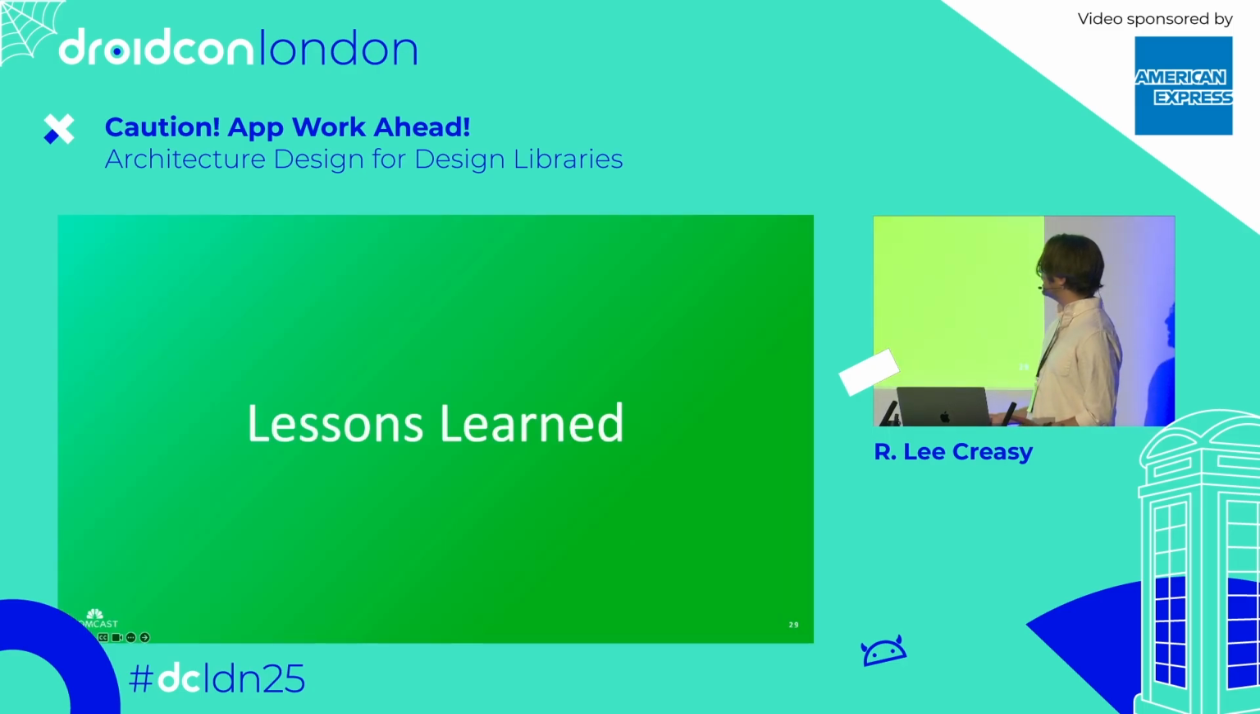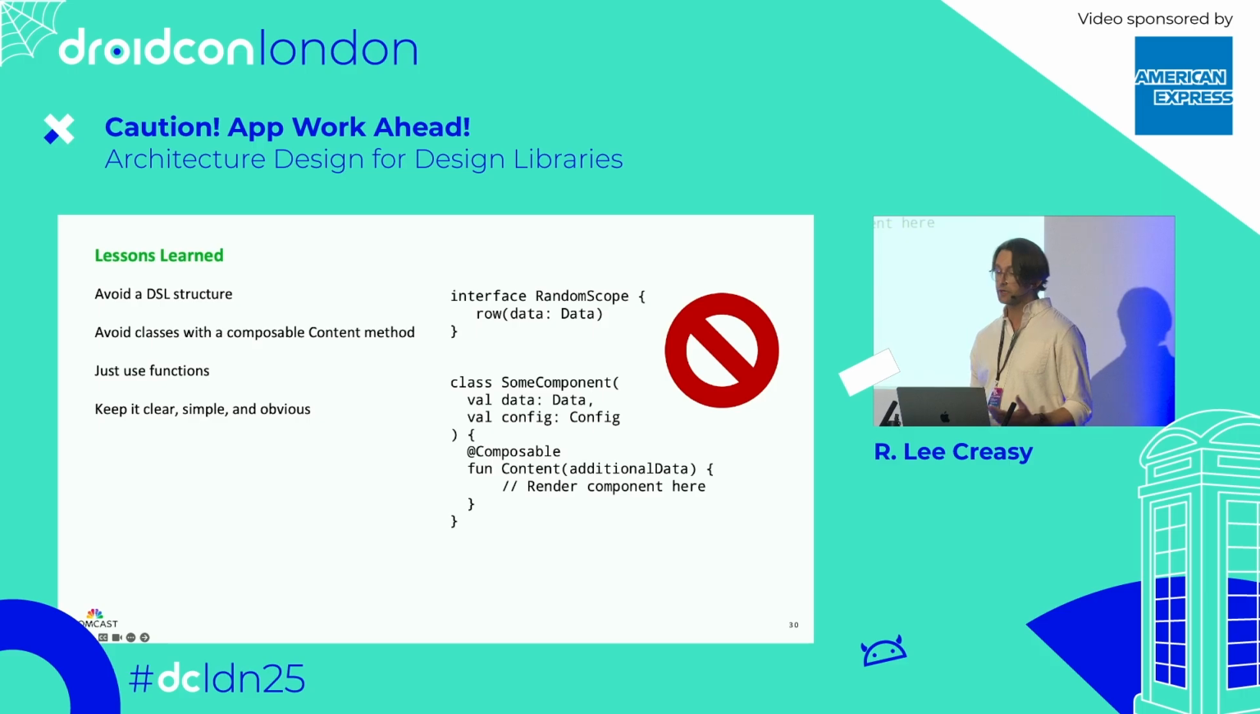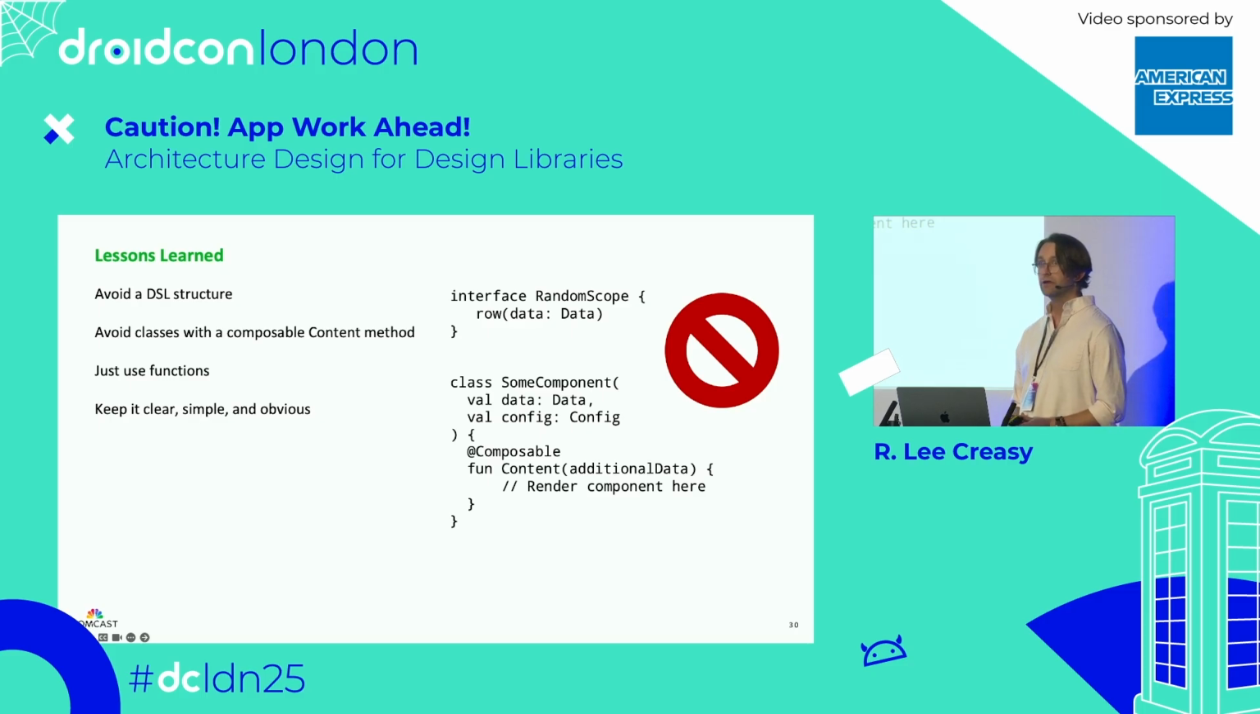So to wrap it up, lessons learned. Avoid using DSL structures. They should be rarely used. I definitely have had to back out quite a bit of code because our engineers couldn't find methods within a scope I had designed. Unless it's something like lazy list, where the content's acquired lazily for layout reasons or efficiency. Also avoid creating APIs that are classes with a composable content method. We just found that difficult to maintain, honestly. It's much simpler to just have a compose method do everything for you.